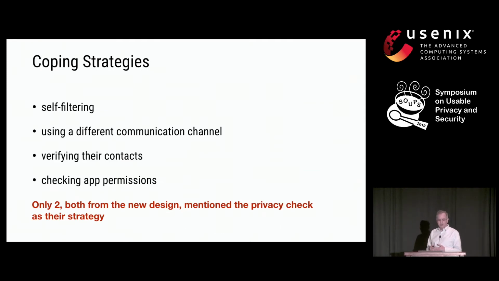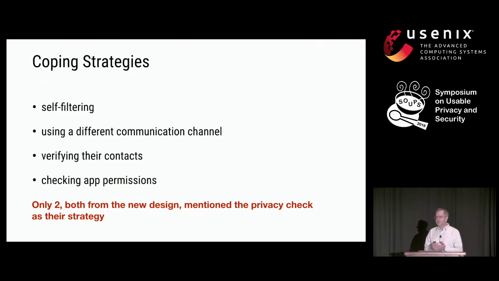Okay. We asked people then, you perceived a risk, what did you do to cope with the risk? And we're really hoping our risk communication worked, and they say, oh, I should do the privacy check if my privacy is at risk. And no, actually, that was not what they chose. They said, I'm going to avoid talking about anything sensitive. They said, I'm going to just use a phone call. They said, I should verify my contact, like I'll call them on the phone and make sure that's them on the other line. I'll check my app permissions.